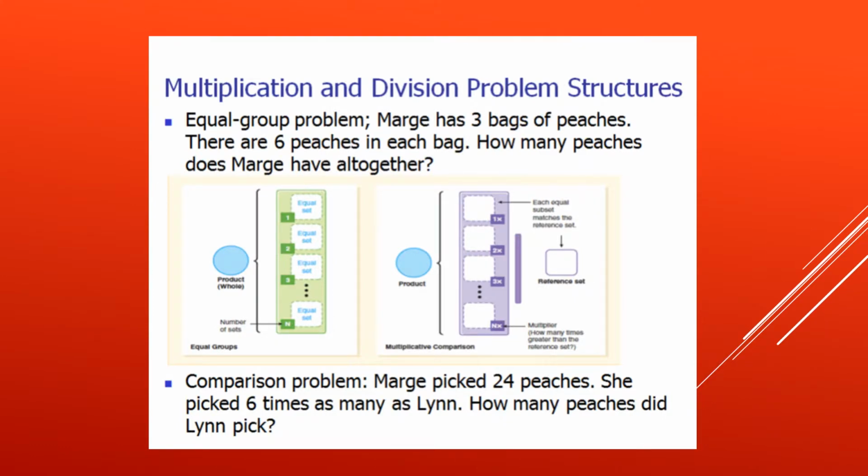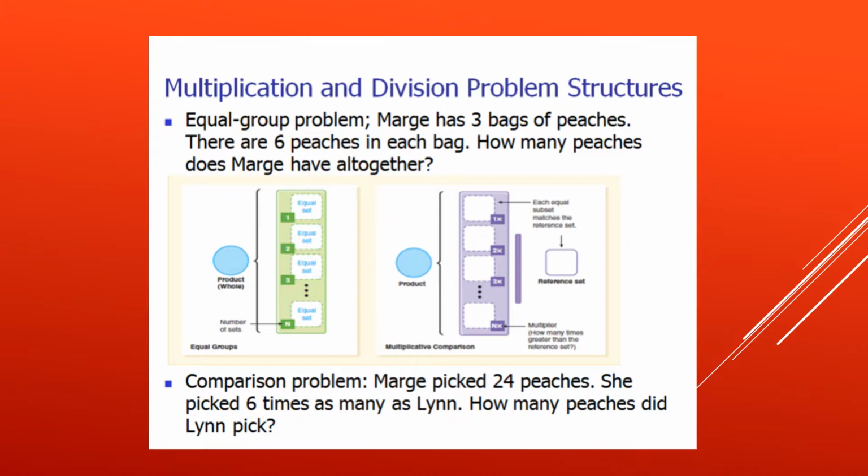Now we move on to multiplication and division problem structures. Those particular ones, you have to think equal groups, okay? So our scenario here is: Marge has 3 bags of peaches, 6 peaches in each bag. How many peaches does she have altogether? So we can put 3 separate groups, 6 peaches in each group, and then put them together, counting them, either adding them, or 3 times 6 equals 18.